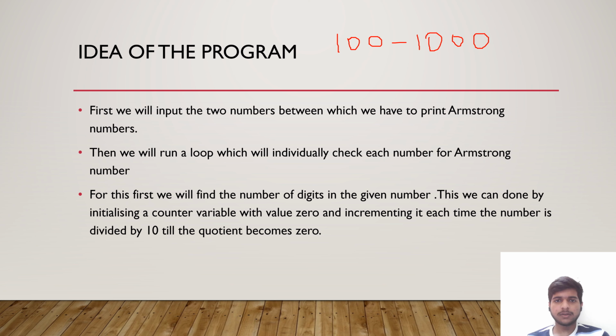So we will take a loop that runs from the smaller number to the larger number, and it increments by one. Each time it checks an individual number for whether it is an Armstrong number or not. So first we will input the two numbers between which we have to print Armstrong numbers. Then we will run a loop which will individually check each number for Armstrong number. And how to check whether a number is an Armstrong number or not?